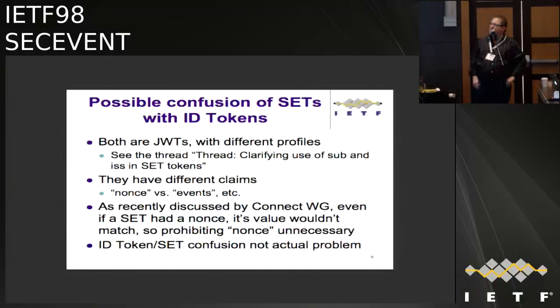So we do owe it to ourselves to investigate that question. One of the threads on which it was discussed is listed above. I'll point out that once we started really digging down into that, they actually have different claims. An ID token will have a nonce claim. A SET will have an events claim, and they generally don't have each other. And we currently have a statement in the draft that you must not include a nonce claim.